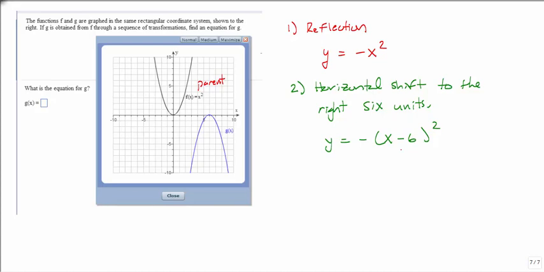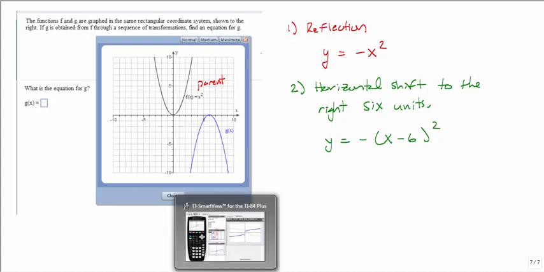So I think that this is probably our answer, y equals negative quantity, and it's important that you have that in parentheses. So we have negative quantity x minus 6 quantity squared. Now the neat thing that we can do here is we can graph this in order to check our answer.